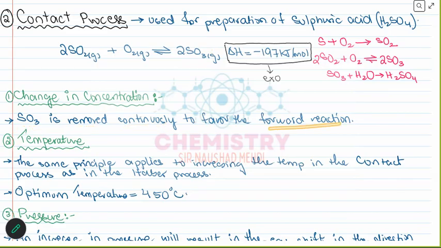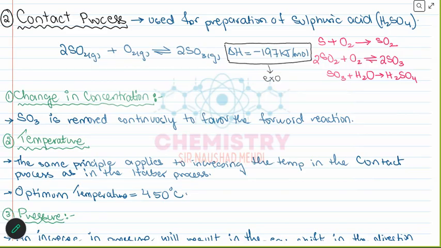Okay, all right. Temperature. What do you think? Should temperature be kept high or low to get more and more forward reaction? The temperature should be kept low. And how did we decide it? By looking at whether this is an exothermic reaction. For an exothermic reaction, the temperature should be kept low to favor the forward direction. So again, for this one, you have to keep the temperature low.